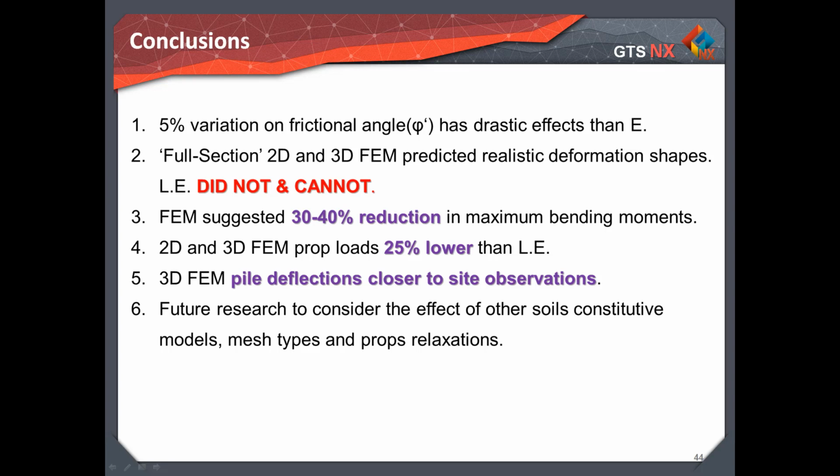2D and 3D FE model prop loads were approximately 24% lower than limit equilibrium suggestions. Maximum pile deflections illustrated by the 3D FE model were closer to available site observations and approximately 40% lower than the 2D FE model as well as the CAS PWS result. In general, although 3D FEM model and analysis time were significantly higher, this method provided the most realistic soil behavior with the least amount of wall deflections and structural forces.